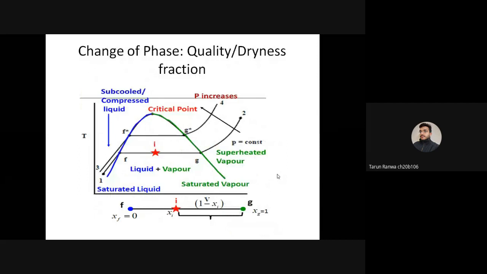So next, in change of phase, we will discuss quality or dryness fraction. So this is the PV curve, which is also the same as the previous. Here this is the critical point. These are some points. Here pressure increases. This is the superheated vapor region. This is the saturated vapor region. This is the liquid plus vapor region.